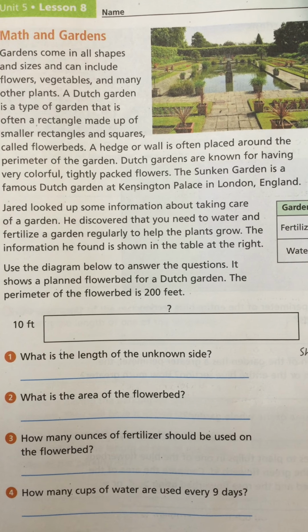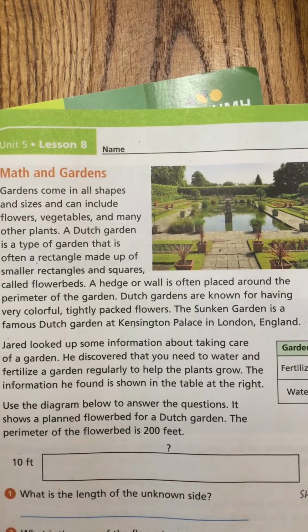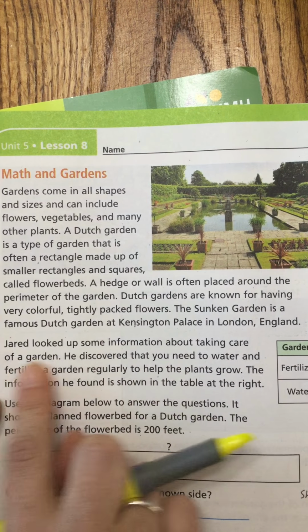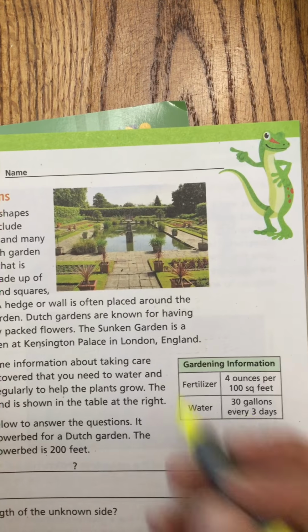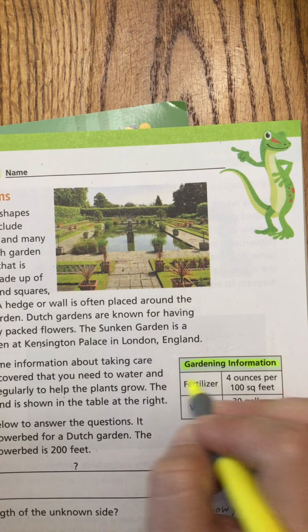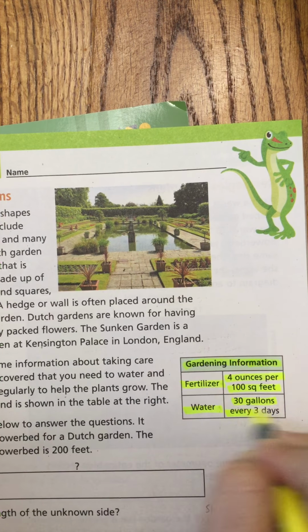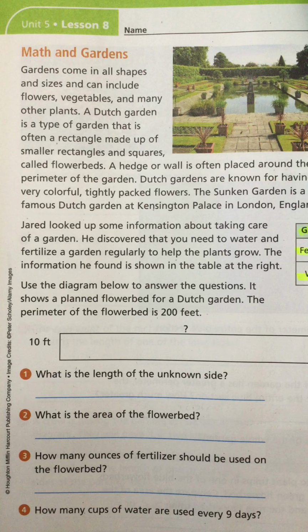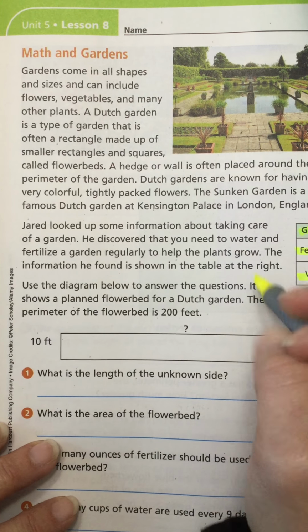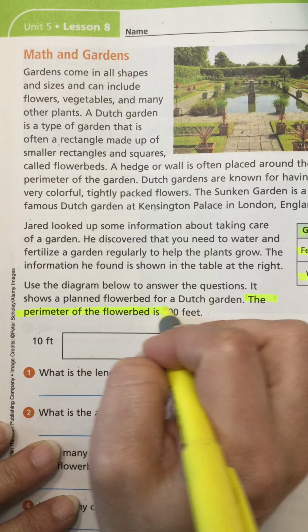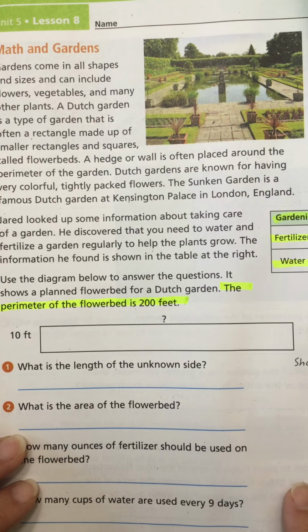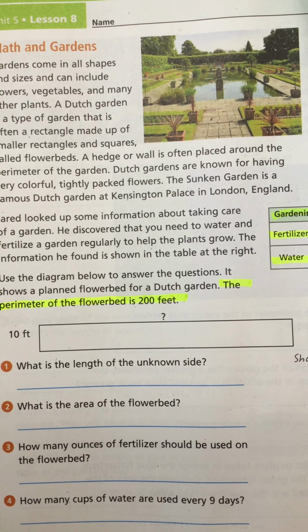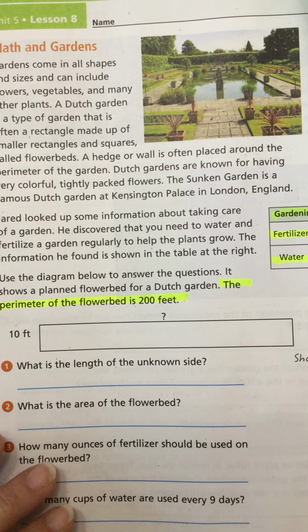Well, if I go back and look at my important information, this up here is just informative. This right here is informative, but this table, very important. Very, very important. This key, huge. And then if I come over here, it says, use the diagram below to answer the questions. It shows a planned flower bed for a Dutch garden. The perimeter of the flower bed is 200 feet. That also is very informative. So now that I went back and checked that information, am I able to answer this question? You're right. Because it says the perimeter is 200 feet.